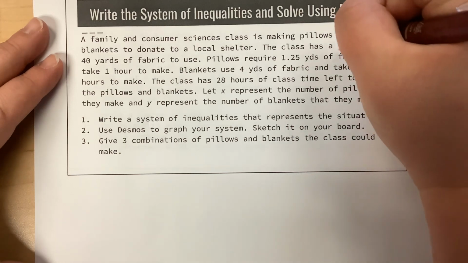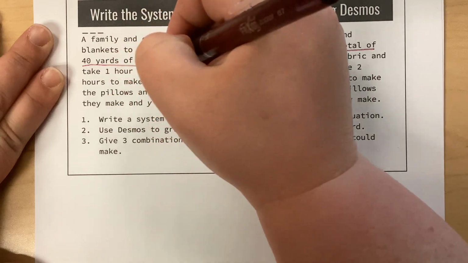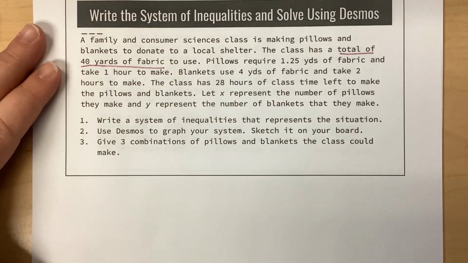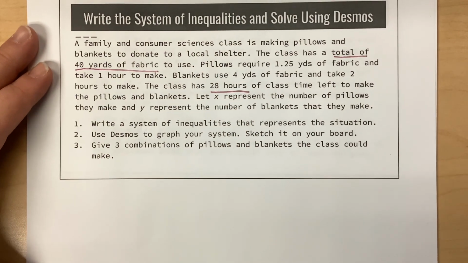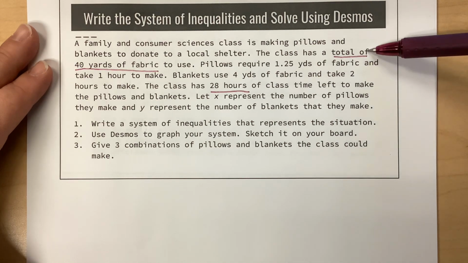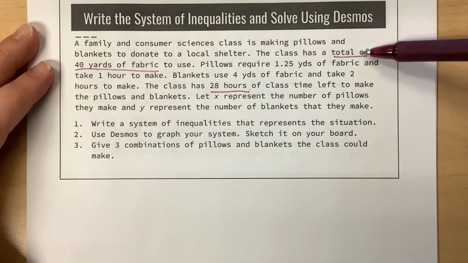But it does say that I have a total of 40 yards of fabric to use. I also know that the class has 28 hours to actually do all this work. So one of my inequalities is going to be all about the fabric, and one is going to be about the time. So let's start with the fabric first.